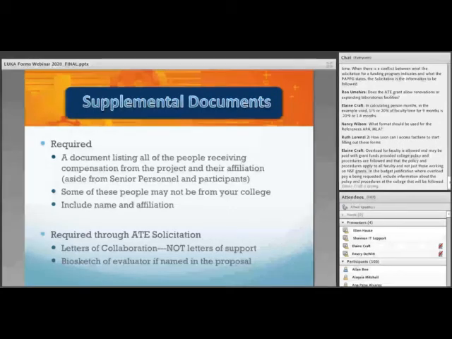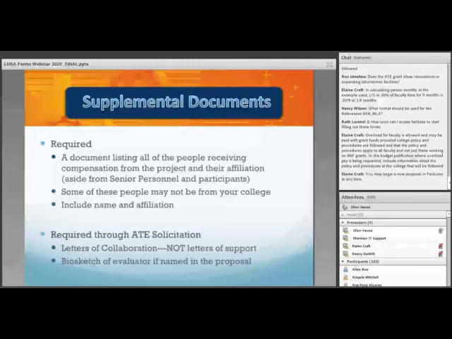So again, you need to provide a list of all people receiving compensation from the project, aside from senior personnel, participants, and students, and their affiliations. Some of these people may not be from your college. And so this is an area to really look for consistency. This list needs to be consistent with your budget and your budget justification and in your current and pending support forms. So in other words, you don't want to list someone in the supplemental document who's receiving compensation from your grant whose function hasn't been addressed in the project description or the budget.